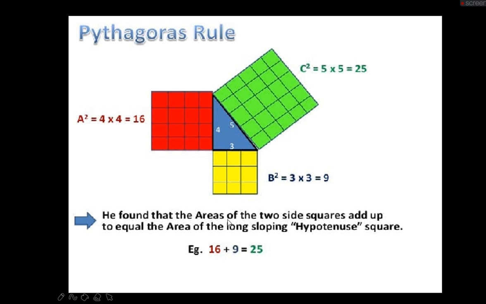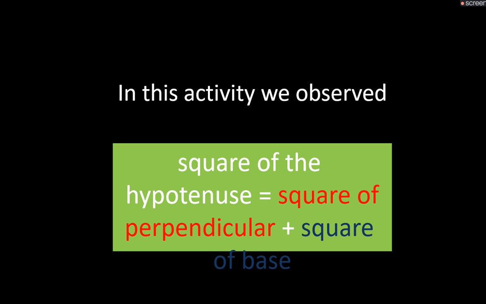So the areas of the two side squares add up to equal the area of the square on the long sloping hypotenuse, that is 16 plus 9 is equal to 25. Okay, so this is all about the Pythagoras rule.